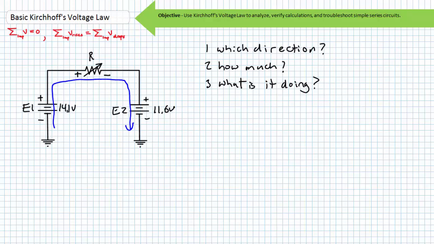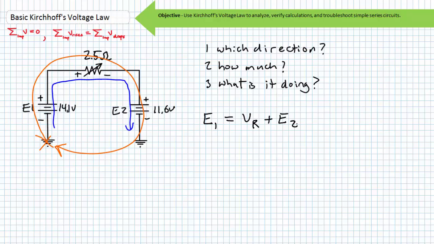The answer to the second question requires a KVL analysis and a known resistance value. Let's say the adjustable resistor was set to 2.5 ohms. Performing a KVL analysis, we can start at the ground node and travel clockwise. We rise E1. We fall VR, the voltage drop across our adjustable resistor, and then fall E2. Our KVL equation for this loop is E1 equals VR plus E2. Substituting in the known values for E1 and E2 and subtracting 11.6 from both sides, we find the voltage drop across our adjustable resistor is 2.5 volts.